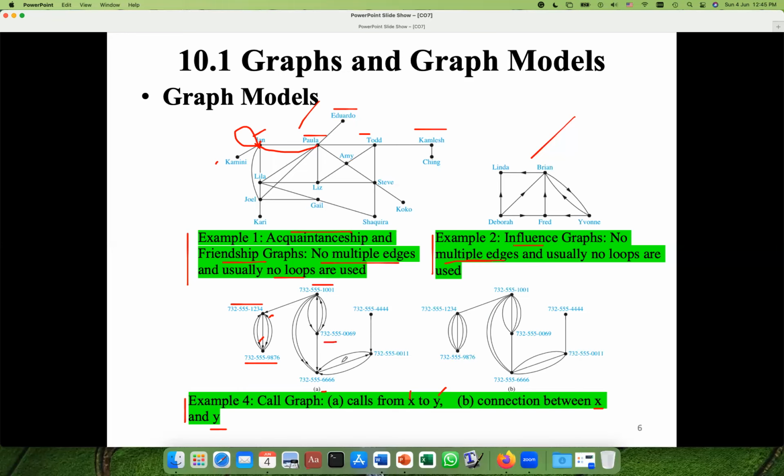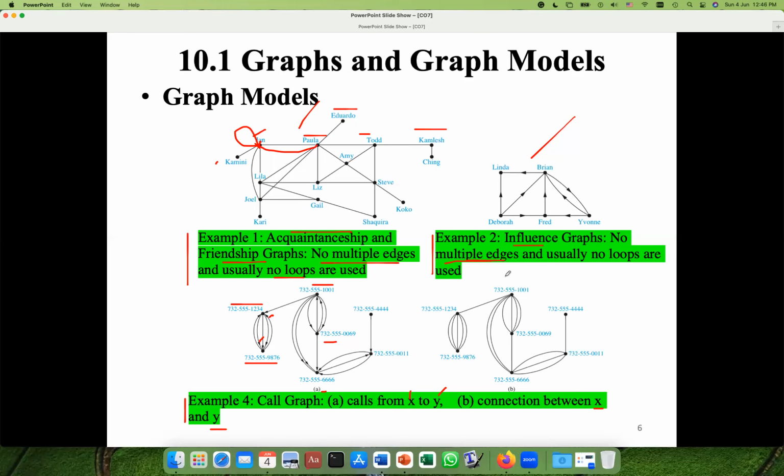So from this graph, you can understand when one number is calling another number, and you can also count how many calls there are. Multiple paths can exist here, because I can call you maybe at 12 and then at 12:30 and then at 1. I cannot call myself, so a loop is not reasonable here.